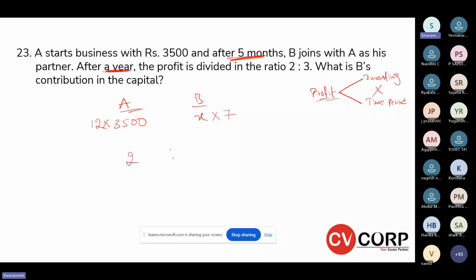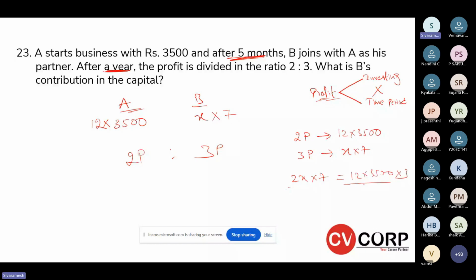Now, I can say this is two parts and this is three parts. Now you can do cross multiplication to get the value here. Actually, I can say that these two parts' value is 12 into 3500, and three parts is x into 7. If you want to find the value of x, I can say that 2x into 7 is equal to 12 into 3500 into 3.